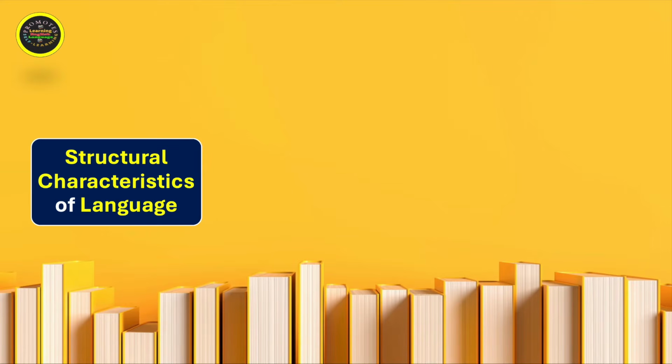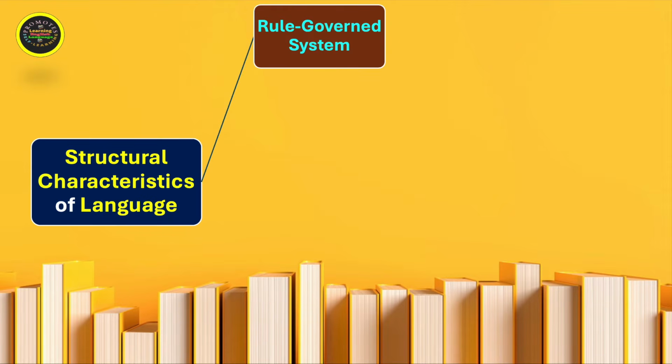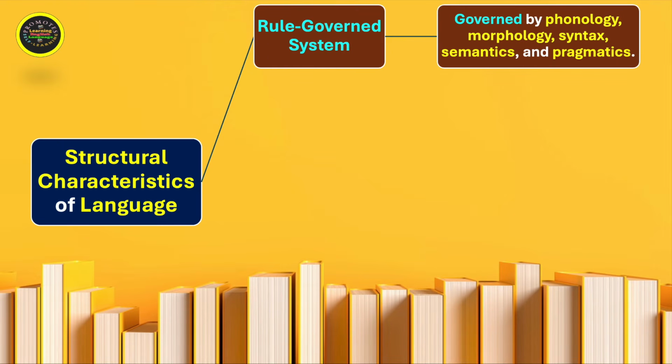Now we move on to the structural characteristics of language. What are they? Let's discuss. A rule-governed system. It means that language is governed by a rule-based system, by phonology, morphology, syntax, semantics, and pragmatics. Because each area of the linguistics of the language is rule-based. It has a definite system and pattern.